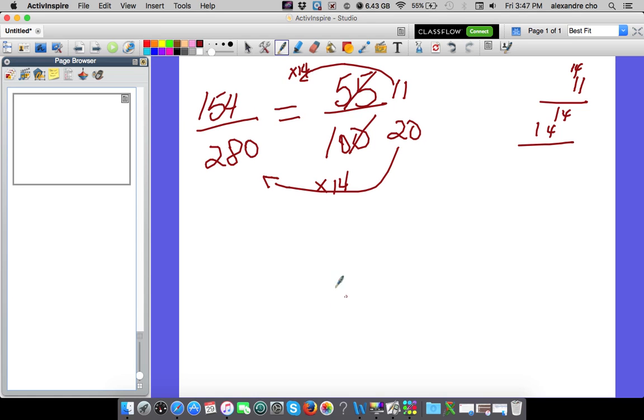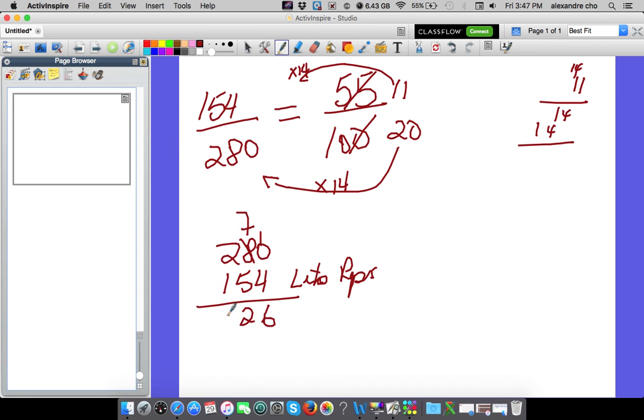Well, do I have to do the other proportion, 45? No, you don't. I know 154. So 280 kids total, 154 like Pepsi. So if I subtract, 126 like Coca-Cola.